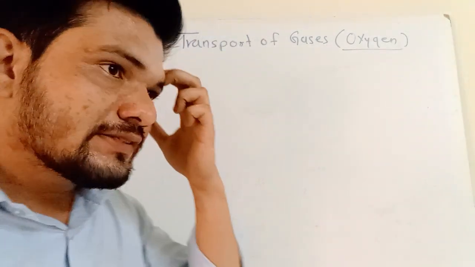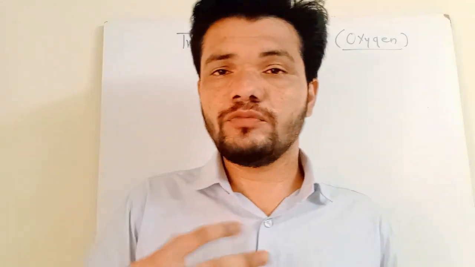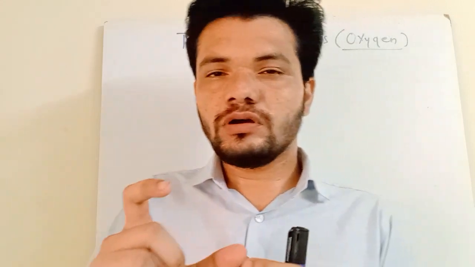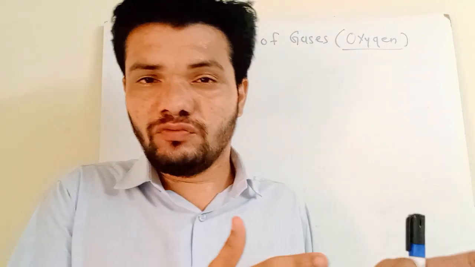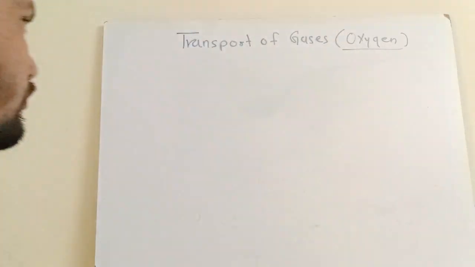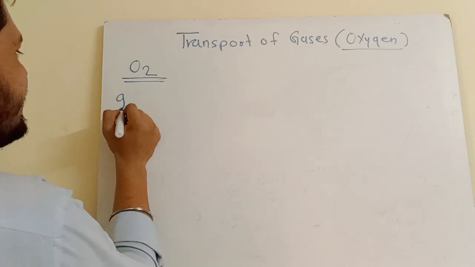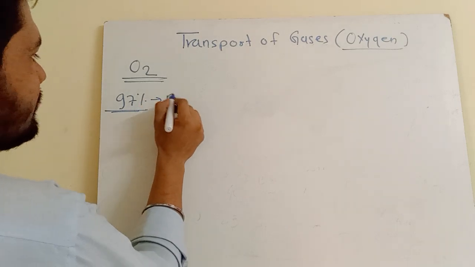So first of all, we will discuss how the CO2 and oxygen will be transported from your alveoli to the tissues, and how much quantity and the concentration of oxygen is transported in which form. So first of all, friends, let's talk about the O2. So 97% of O2 is transported by RBC.